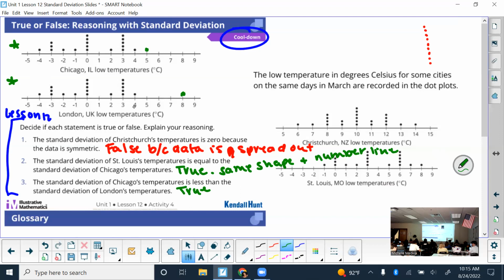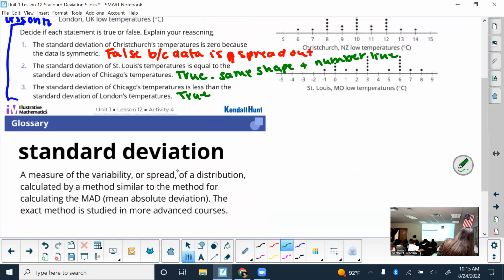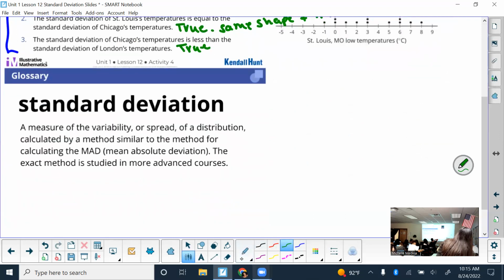So that one you actually didn't even have to put in your calculator because you could tell visually which one might have a higher standard deviation or not, because it's how spread out it is. Questions, comments, concerns? All right, and there's the formal definition for standard deviation, just so you know, it's a measure of variability or spread calculated by a similar method to calculating MAD, but it's just a little bit different. So use them for different reasons.